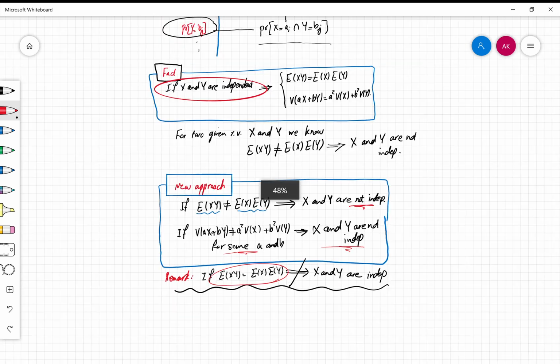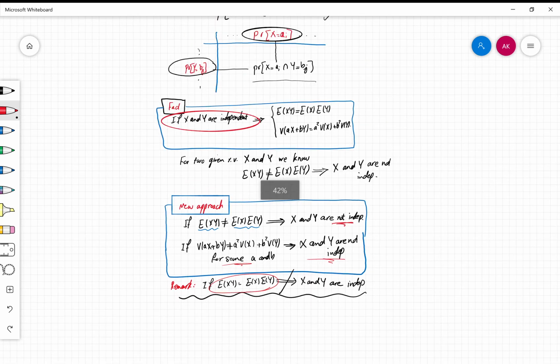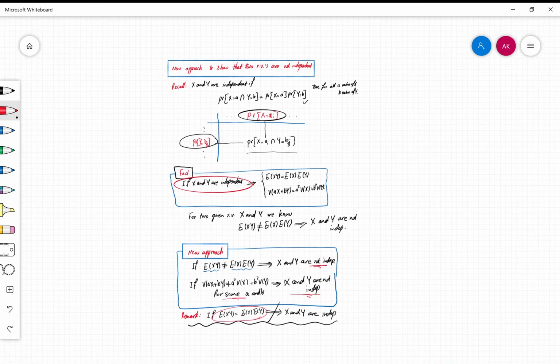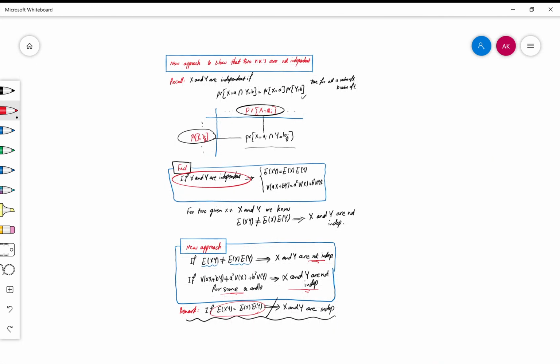So this is something that we will do in some examples in this unit, and you will see that sometimes it's a very good, strong tool to check that two random variables are not independent.